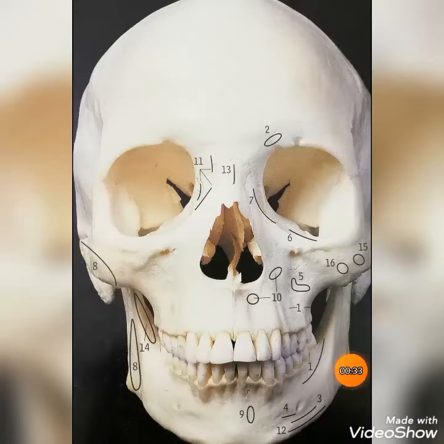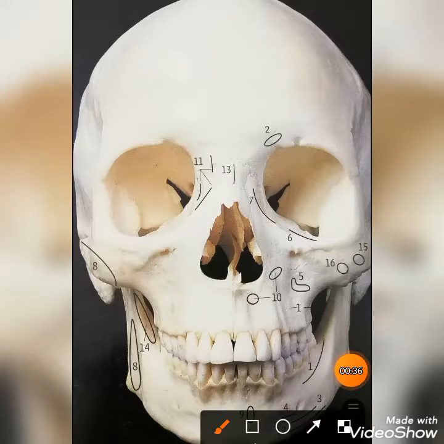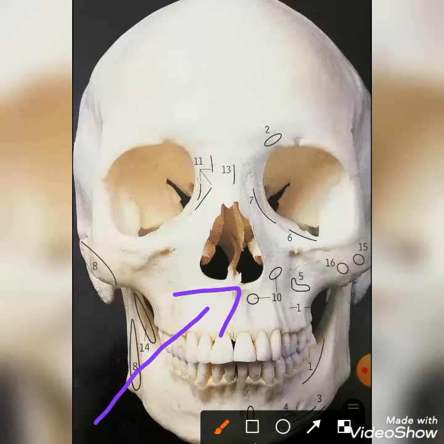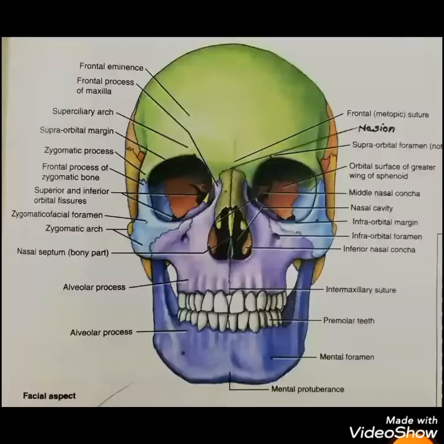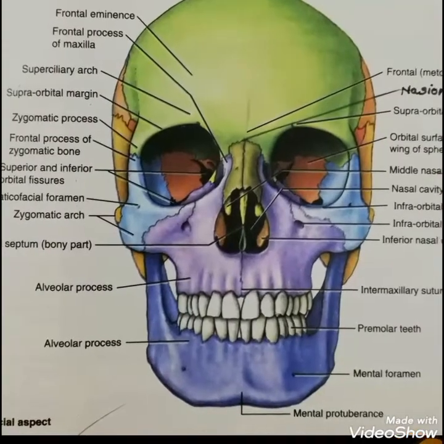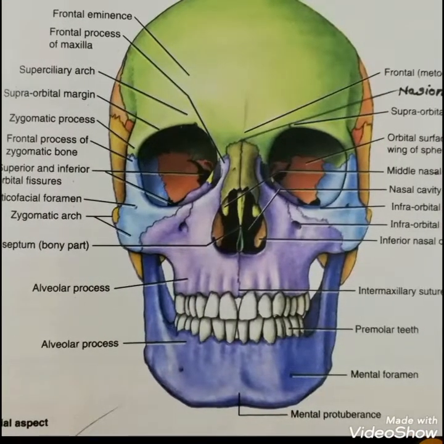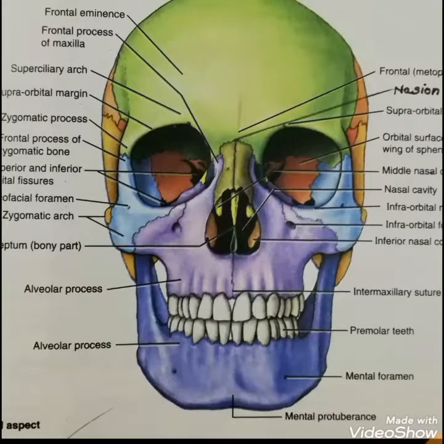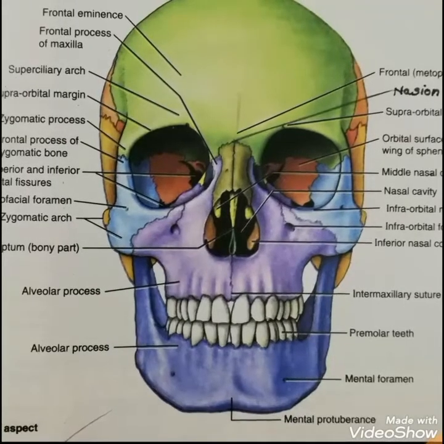What else does it have to do? It gives attachment to various facial expressive muscles, and of course teeth to chew the food. So your skull has to deal with so many functions. Now this view, the Norma Frontalis anterior view, is showing various bones that take part in your skull formation.